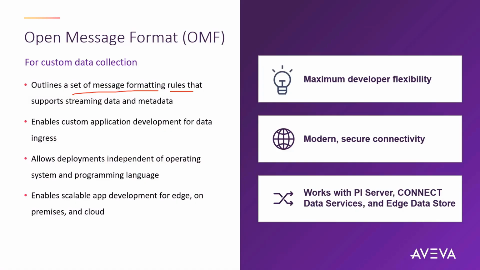So to get into a little bit more detail, when we talk about outlining a set of message formatting rules, this includes specifying keywords and JSON structures that basically tell you if you can format your data and metadata in this format and send it to one of our destinations, we'll accept it, automatically create streams for you, and treat it as if this data was coming from one of AVEVA's own components.